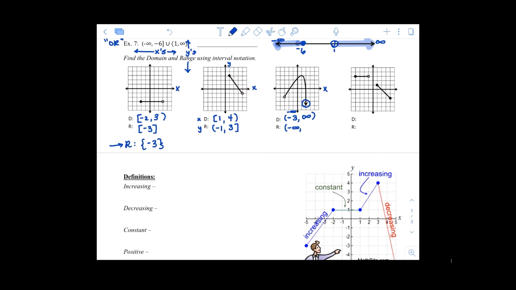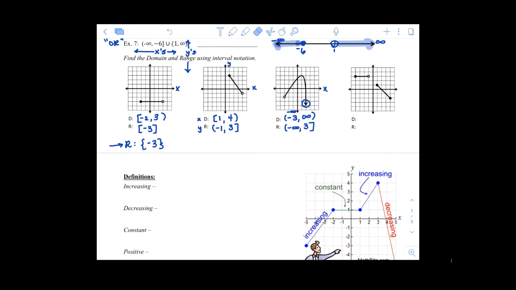The highest y value is not over here. It's here. Range is low to high on the y. That's the highest value. So our highest value is at positive 3 on the y. Since it does, in fact, touch positive 3, you get to put a bracket.